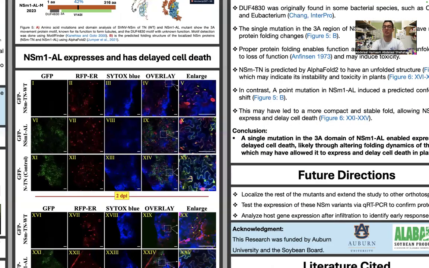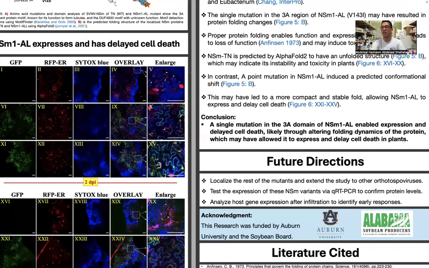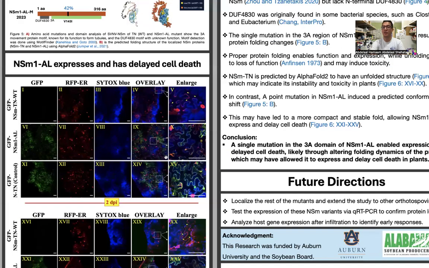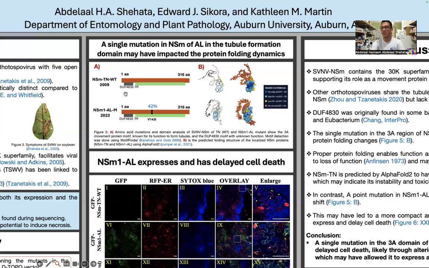So as a conclusion, a single mutation in the 3A domain, which is the tubule formation domain, was able to allow the virus to express and delay the cell death. There's a lot to come about this domain that we don't know the function of yet, which is the DUF domain. I wanted to mention that it comes from bacteria. It was originally found in bacteria, such as Clostridium species, and it's very interesting to me how this domain got into SVNV NSm.